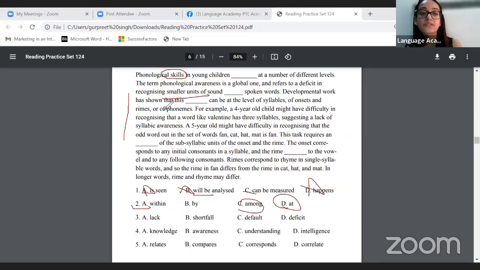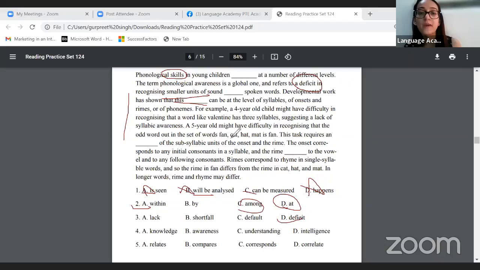Developmental work has shown that this dash can be at the level of syllables, of onsets, rhymes, and of phonemes. So this comes with a singular noun. This lack, shortfall, default, or deficit. You just simply had to go with what the topic is, and the answer was deficit.